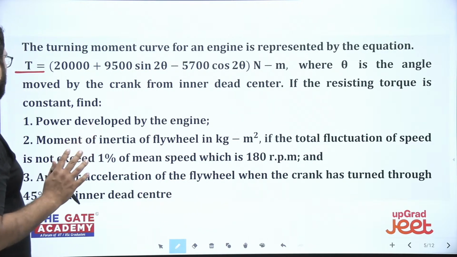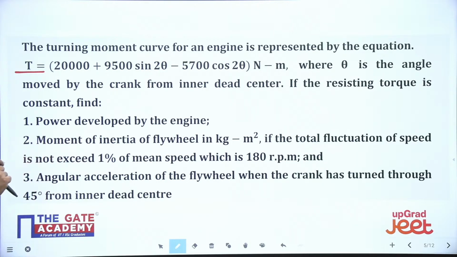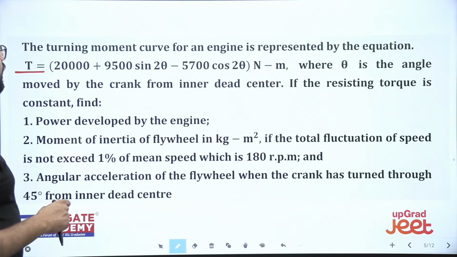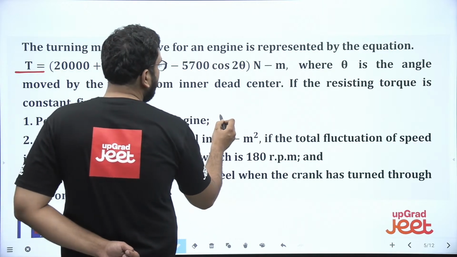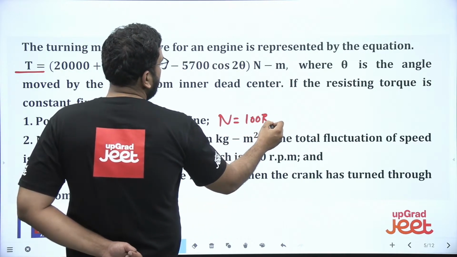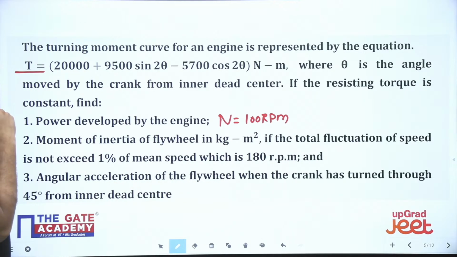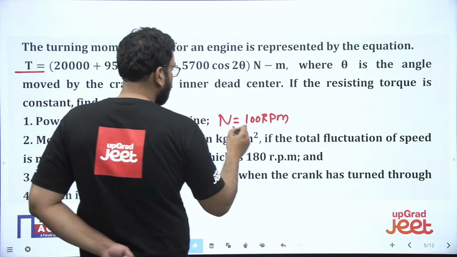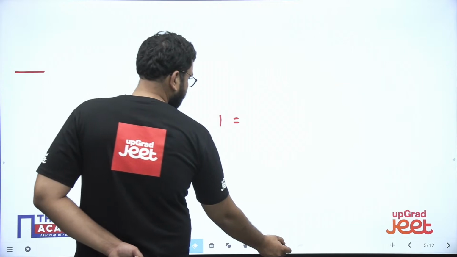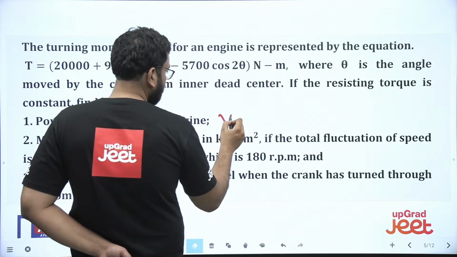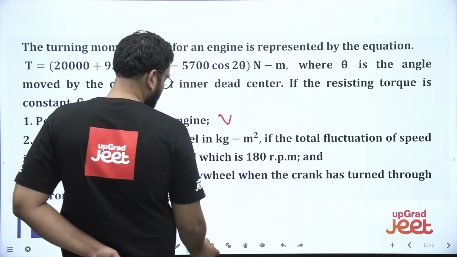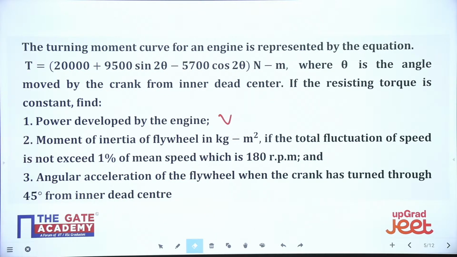Now can you please try to solve it? You have to solve for the 3 parts. The data is given to you. You will have to find the power developed, considering n is equal to 100 rpm. Actually, the mean speed is given, it is 180 rpm. So you consider mean speed as 180 rpm and try to solve this. Let's see if we can solve it or not.